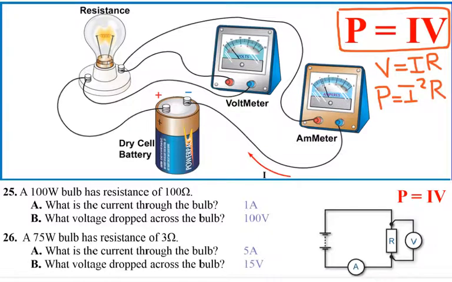Or you can write the power as, instead of replacing V with I times R, you can replace I with V over R. So from Ohm's law, you can replace I with I equals V over R. So if you have I equals V over R times V, that gives you V squared over R.